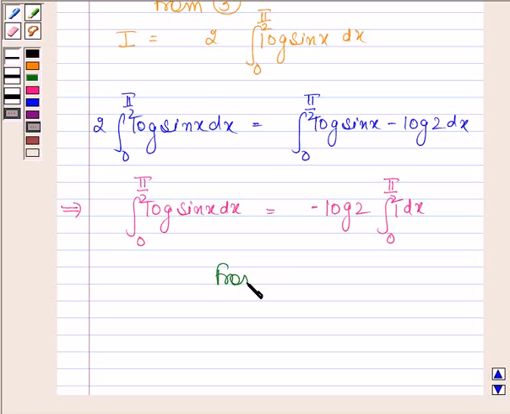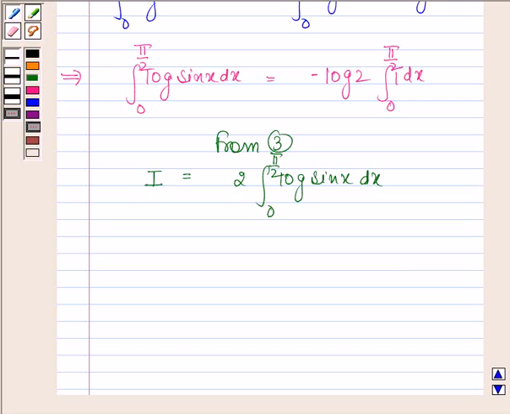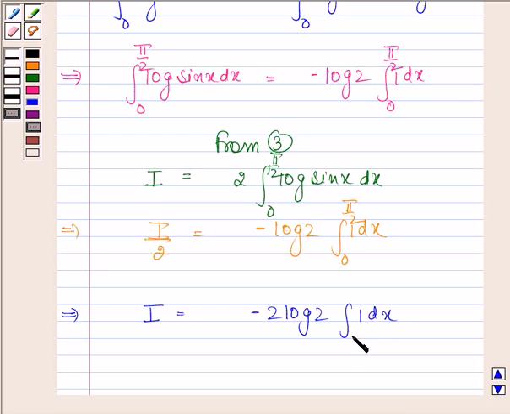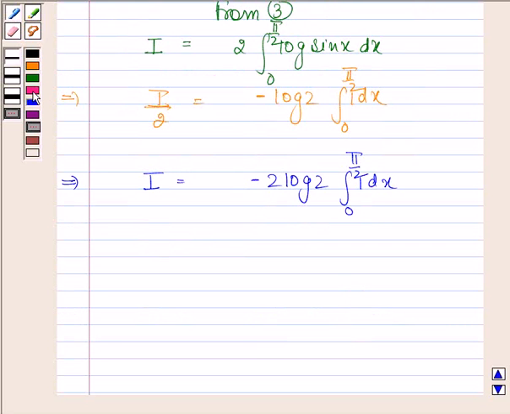From 3, we know that I is equal to 2 into integral of log sine x from 0 to pi by 2. Now here we have integral of log sine x from 0 to pi by 2. So this means I by 2 is equal to minus log 2 into integral of 1 from 0 to pi by 2. Now this implies I is equal to minus 2 log 2 into integral of 1 from 0 to pi by 2. This is equal to minus 2x log 2, where the lower limit is 0 and upper limit is pi by 2.